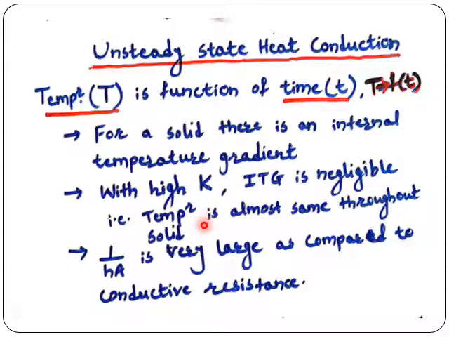Another thing is, if you have a very high convective resistance, like 1 upon hA, which is 1 upon heat transfer coefficient into area of the surface, and this value is very large as compared to the conductive resistance, which is L by kA, then there also you can neglect the internal temperature gradient.